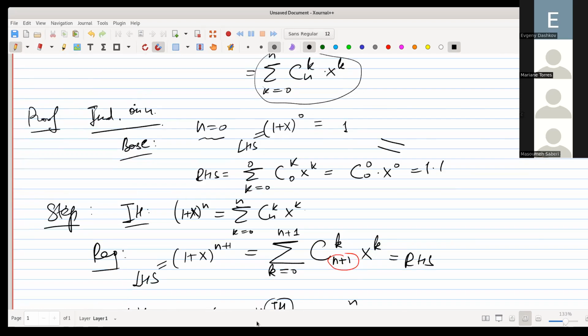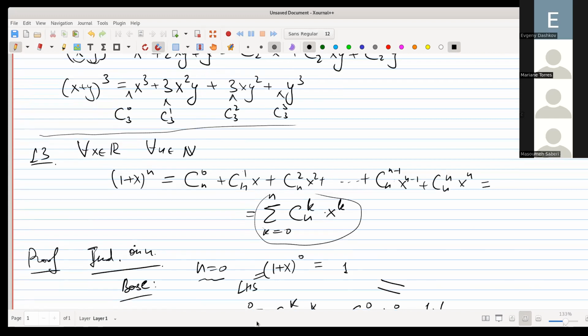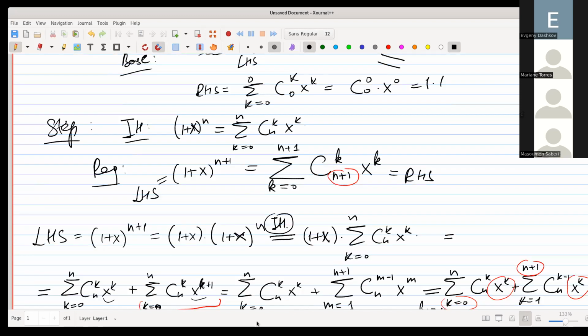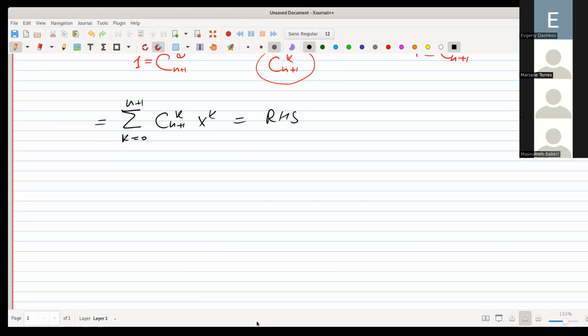So our induction succeeded. We have proved this lemma that 1 plus x to the power n equals this sum. And now, as a corollary, we may obtain the general form of our binomial theorem. This is known as the binomial theorem.